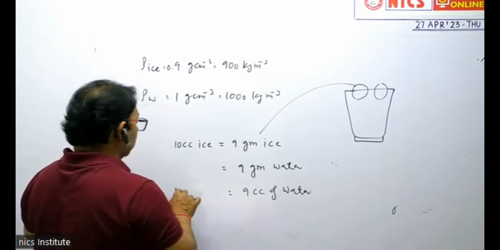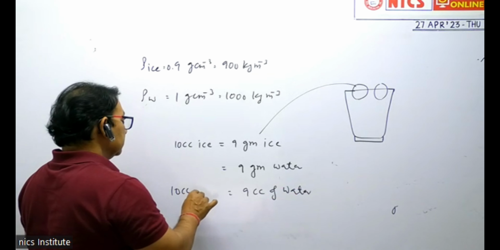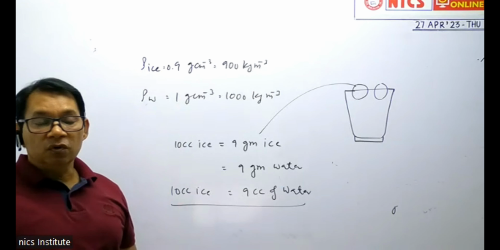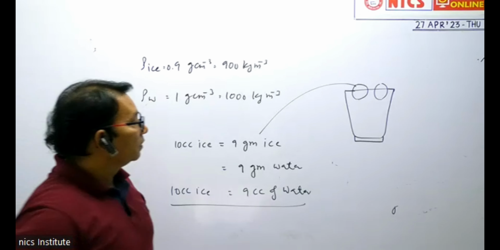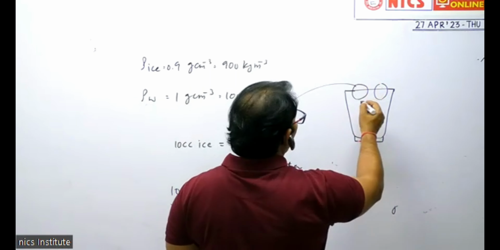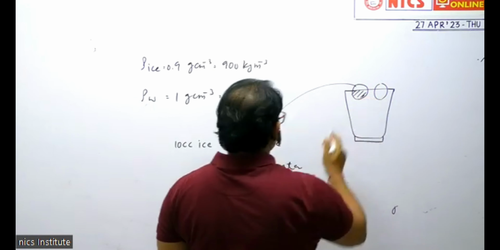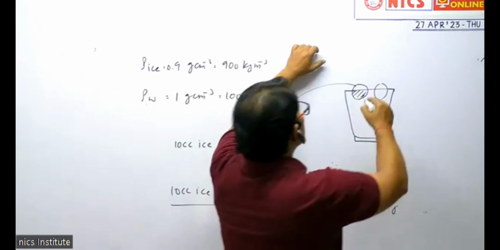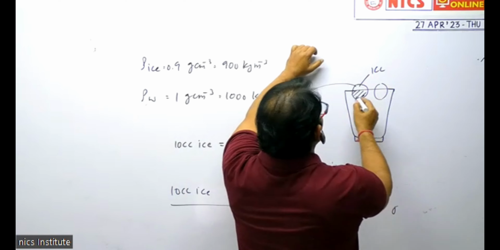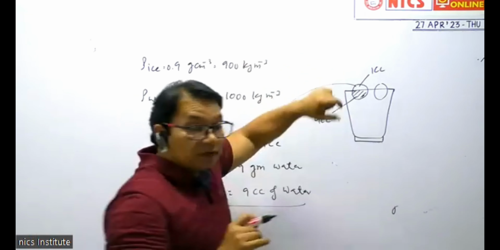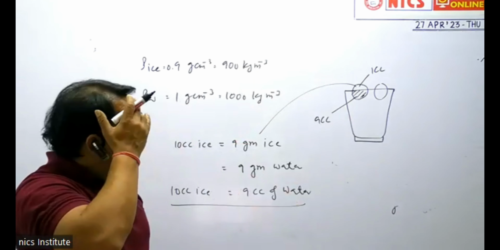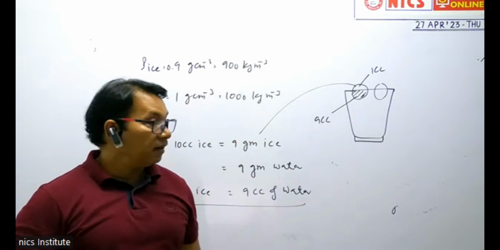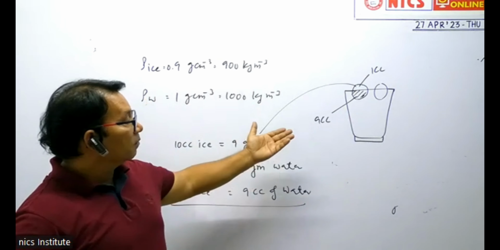That means whenever ice melts, it shrinks. 10 cc ice is equivalent to 9 cc of water. And to float in water, it has to only displace 9 cc of water. At the moment, 1 cc is outside, 9 cc inside. That's why I told you tip of the iceberg. When an iceberg floats on water, only 1/10 part is visible to us, and 9/10 is inside.